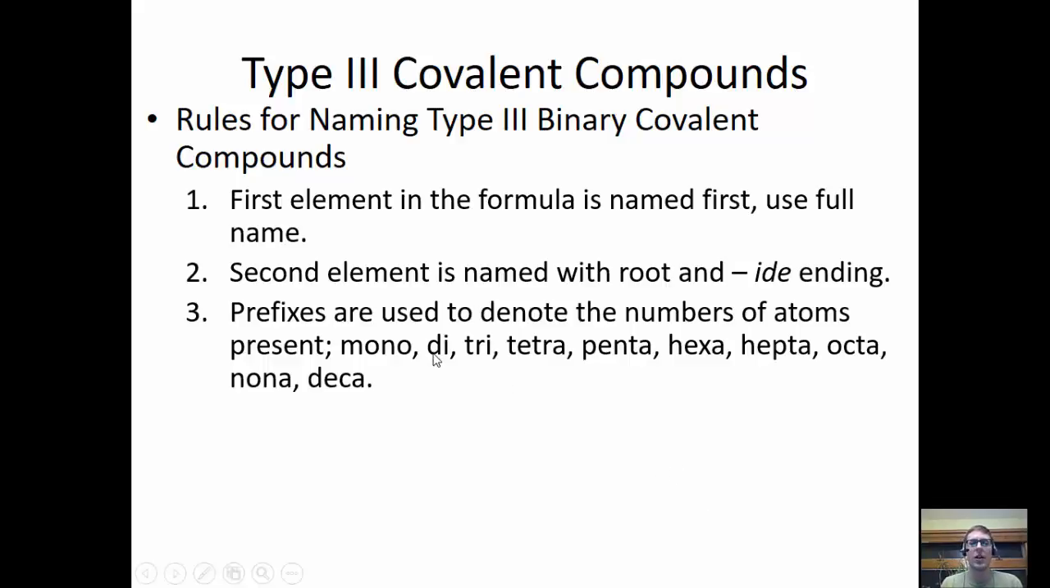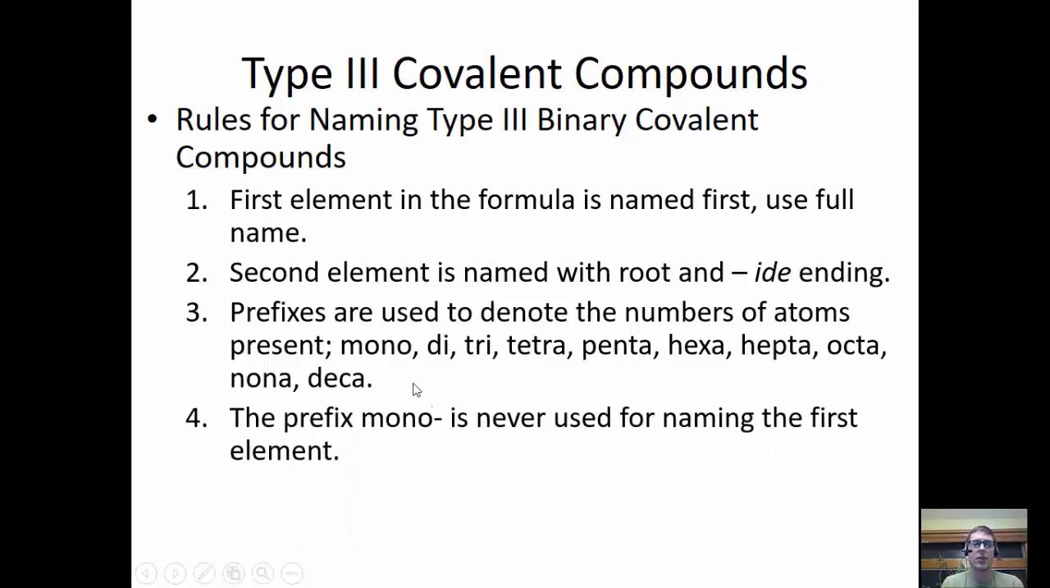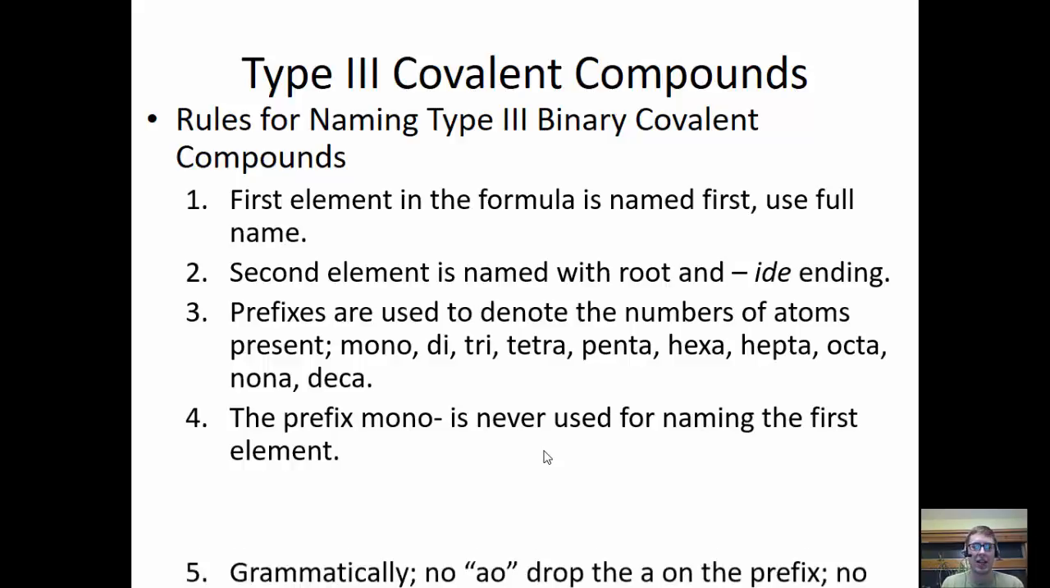We have mono for 1, di for 2, tri for 3, tetra for 4, penta for 5, hexa for 6, hepta for 7, octa for 8, nona for 9, and deca, like decathlon, for 10. And the prefix mono is never used for naming the first element. Carbon dioxide is a covalent compound, but you would never say monocarbon dioxide.